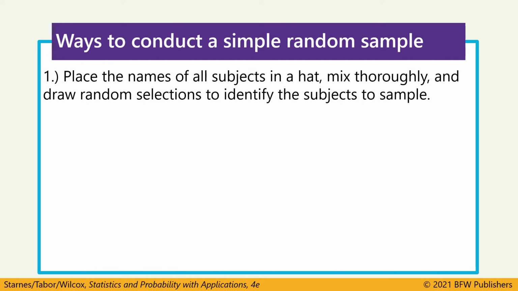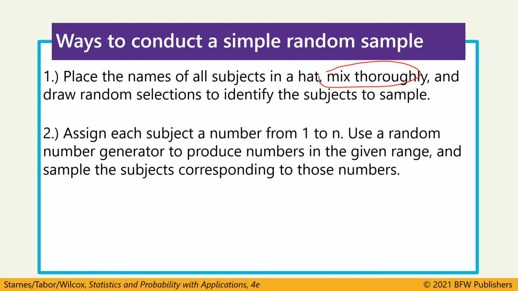When it comes to conducting a simple random sample, there are three primary ways that we'll go about doing it. The first is to take all our subjects' names, put them in a hat, mix those names up, and then draw random selections to identify the people that we're going to sample.